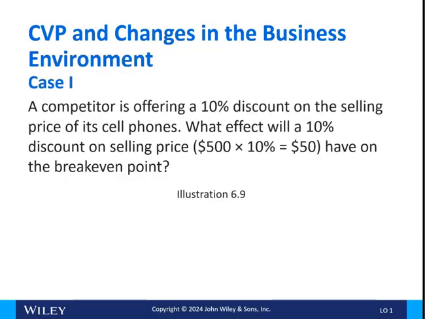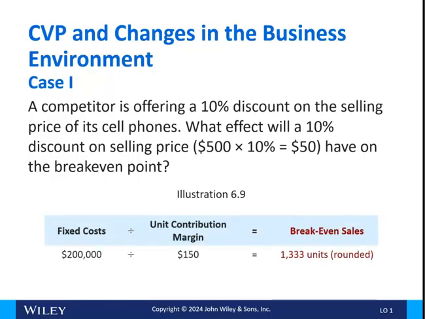So now if we look at a competitor that is offering a 10% discount on the selling price of its cell phone, what effect will a 10% discount on selling price have on our income? So a $50 decrease, 10% of $500, what effect does it have on our break-even point? We take our fixed cost divided by our new unit contribution margin, which is $50 less, so 150. So we would need 1,333 units, so an additional 333 units of sales to still break even.